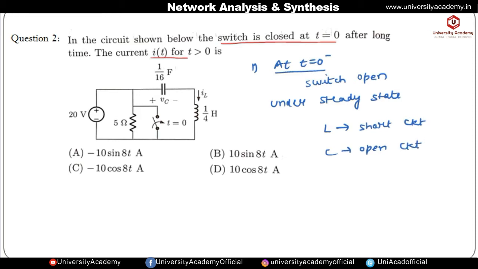So let us draw the circuit. Here we have a 20 volt battery, and it is connected in parallel with a resistance of value 5 ohm. This switch is open, so I am not drawing it. The capacitor will become open circuited, and this inductor will become a short circuit. The voltage across the capacitor is given by V of C, and the current flowing through the inductor is given by I of L.